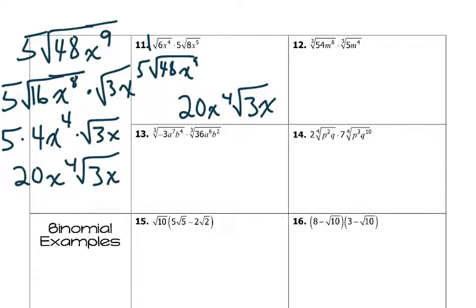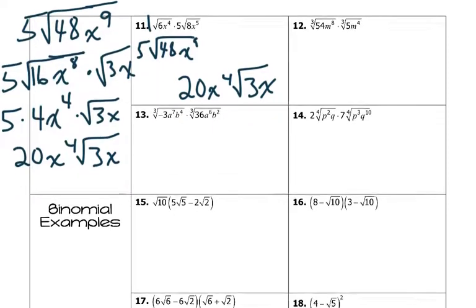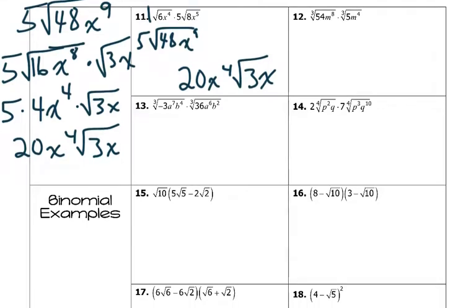All right. Cube root of negative 3, a to the 7th, b to the 4th, times cube root of 36, a to the 6th, b to the 2nd. We have no coefficients, right? What's a coefficient? Coefficient is the number that is outside, or in front. We have no coefficients, so we don't have to worry about that. So we're left with cube root of negative 108, because negative 3 times 36 is negative 108.